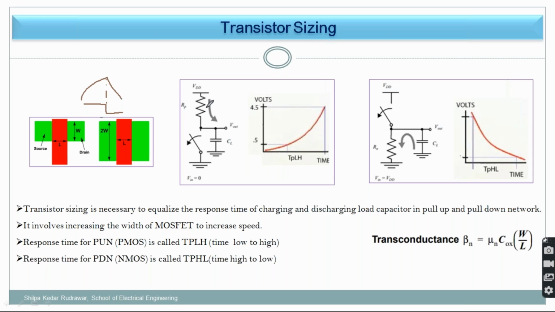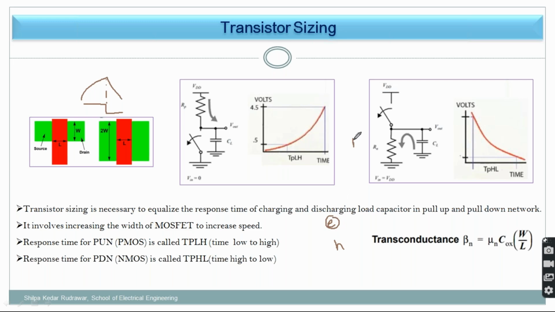Now, what is the reason for that? As I told you, there is a PMOS device as well as an NMOS device present in the CMOS circuitry. In NMOS, the majority charge carriers are electrons, and in PMOS, the majority charge carriers are holes. Now, as you know, electrons are more mobile than the holes.